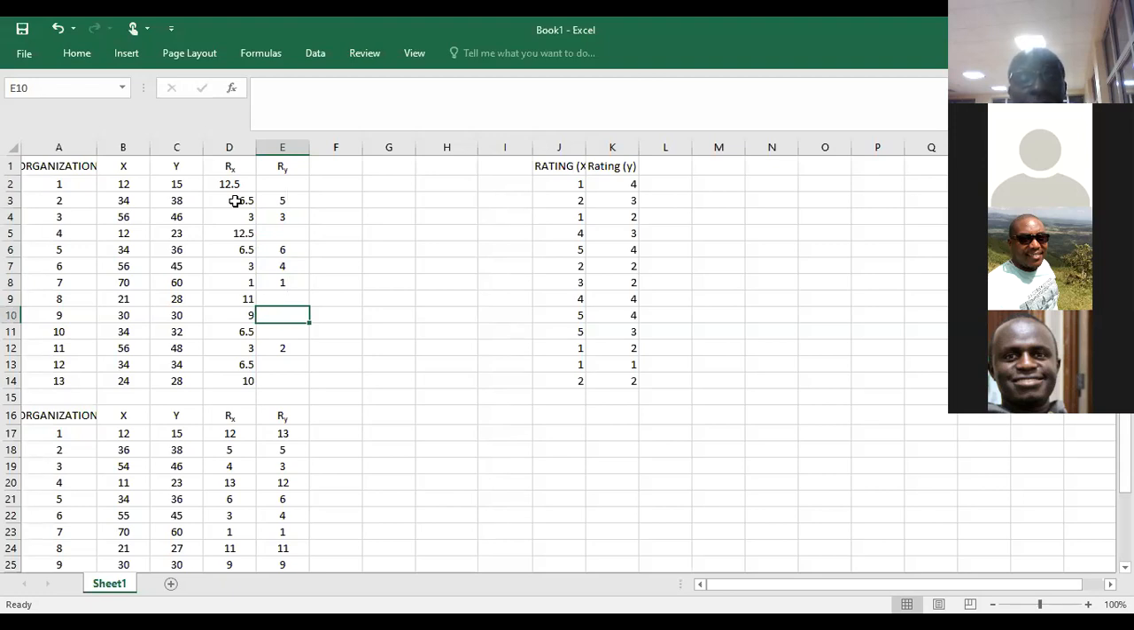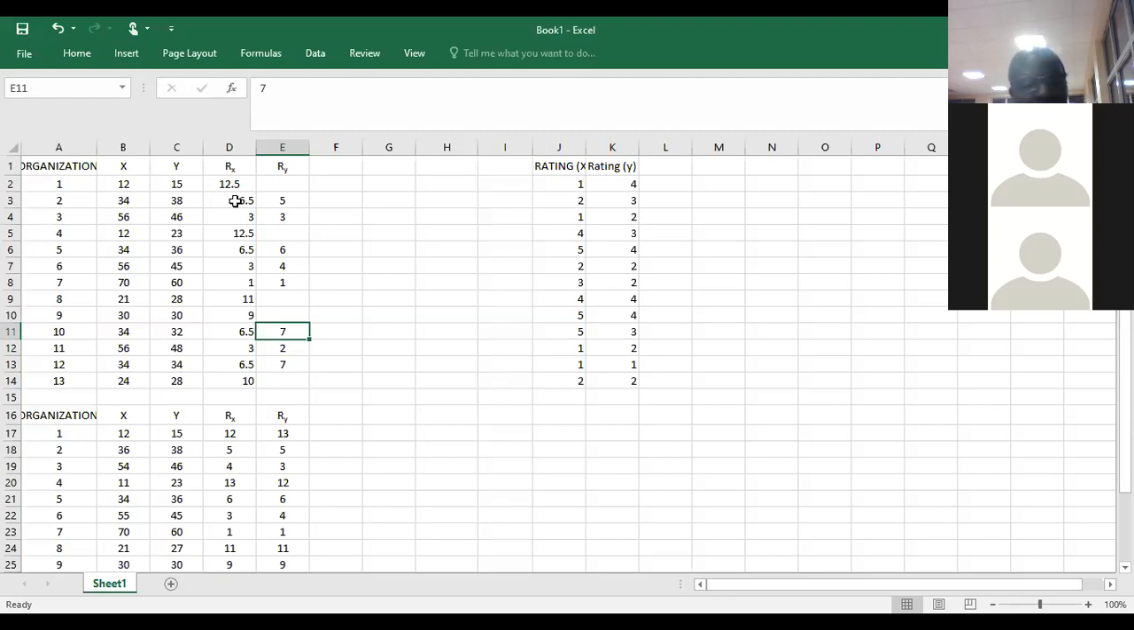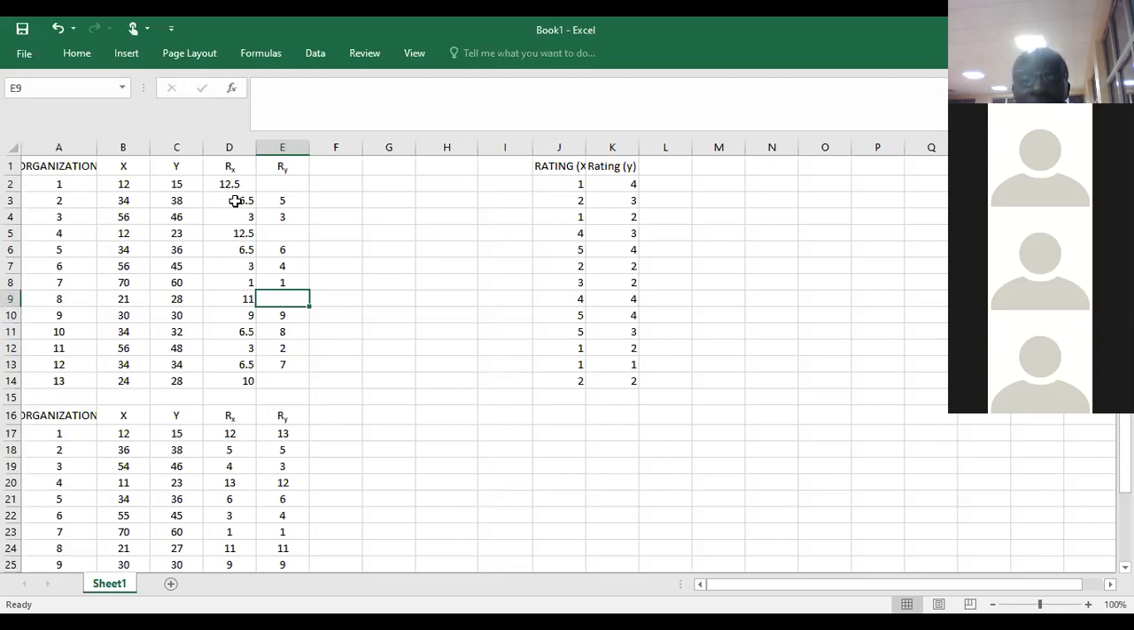32. How many are there? 1. Number 7. Next? 34. There's 34. 34 is 7. And therefore, there's no repetition here. 32 is what? 8. 30? 9. 28?